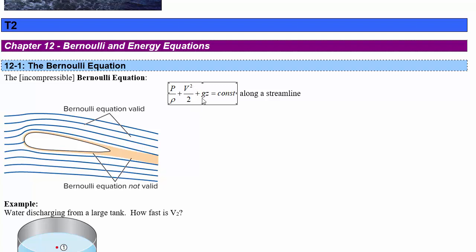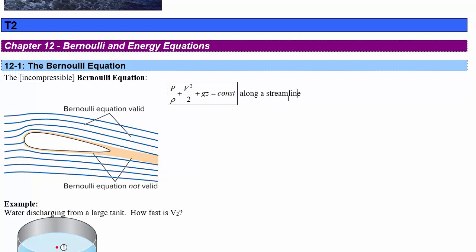so 9.81 meters per second squared times z, whatever height we're at, is a constant along what's called a streamline. This full thing is the Bernoulli equation. It's not always valid. We're going to look at the assumptions that are required to derive it later, but this is the incompressible Bernoulli equation.